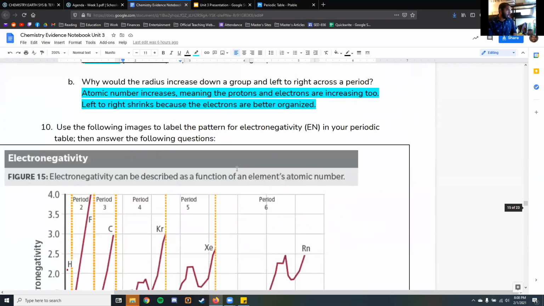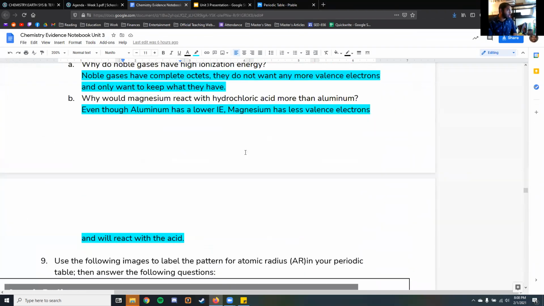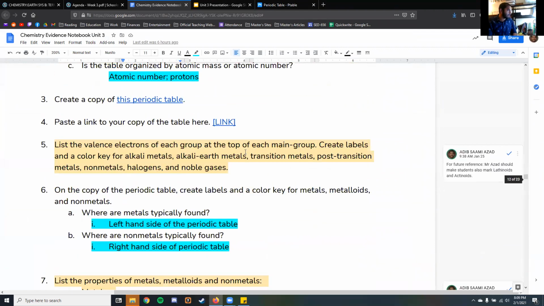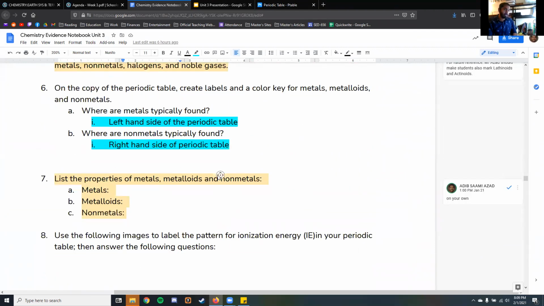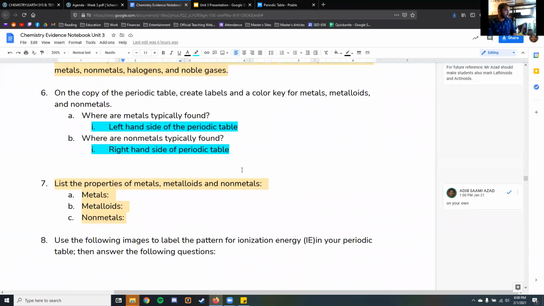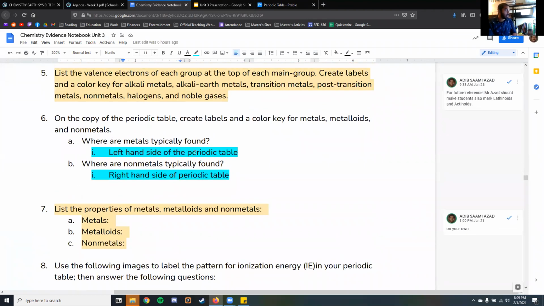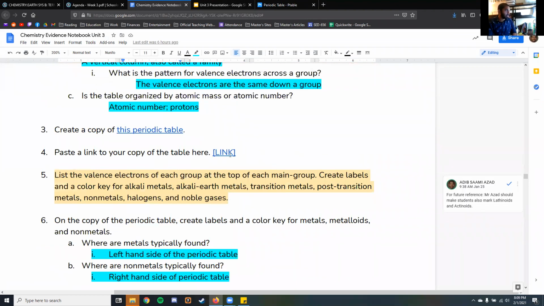Next up, the other ones we had were properties of metals, metalloids, and nonmetals. We did this in lesson 1, so this is just more of a recap. But the big thing for this assignment is your own copy of the periodic table.